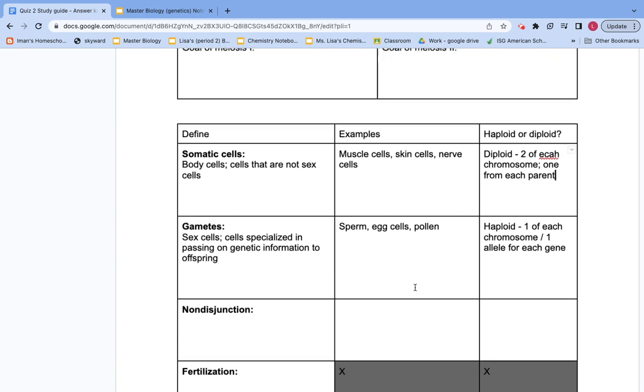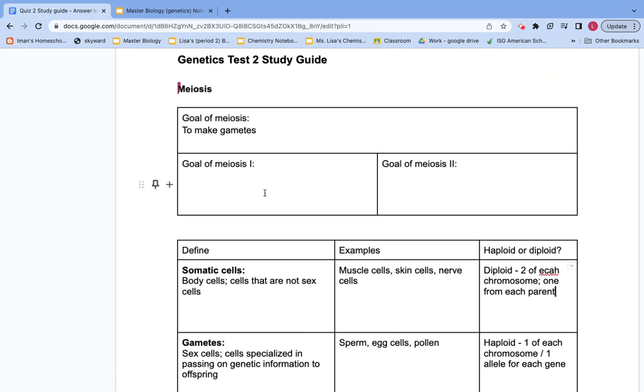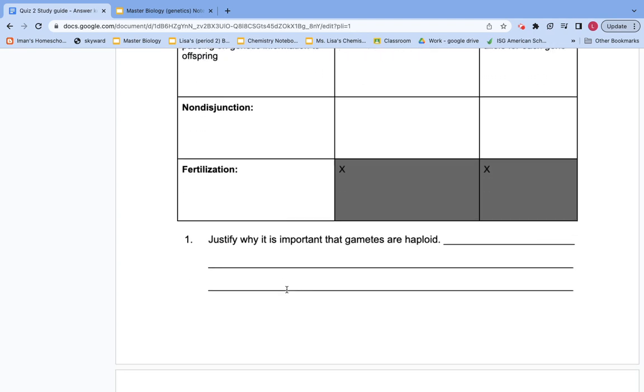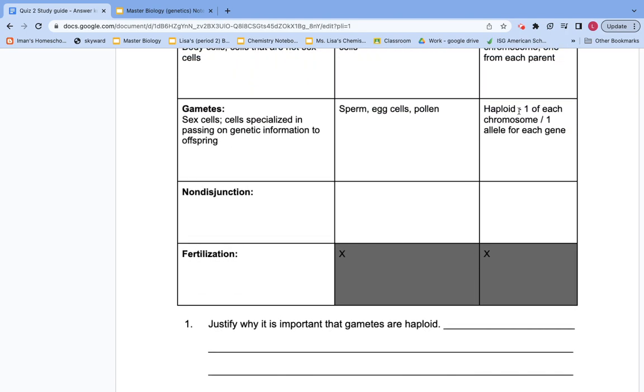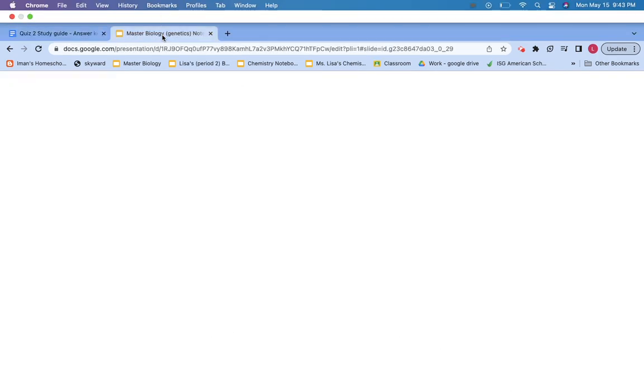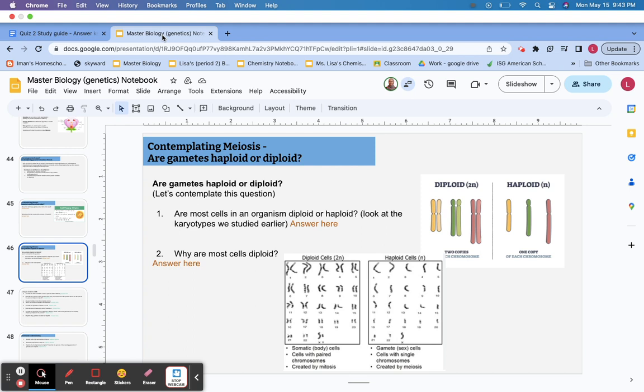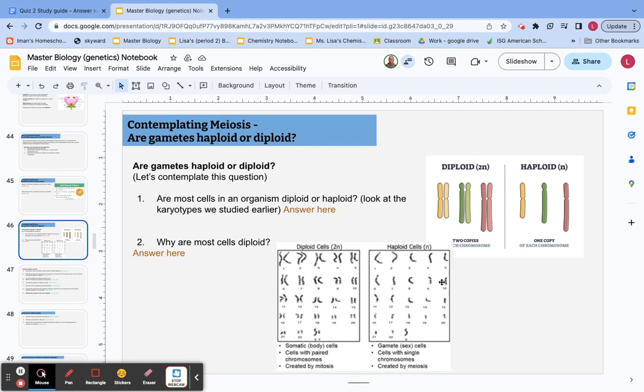All right. So now let's get on here. Why is it important that gametes are haploid? Why is it important that gametes only have one of each chromosome? Well, we did talk about this before. It's important for them to have one of each chromosome. That way, when the cells are fertilized, the resulting cell is diploid. Okay?